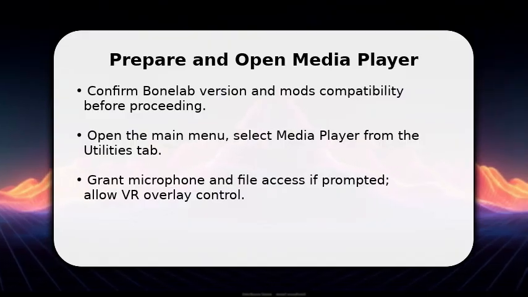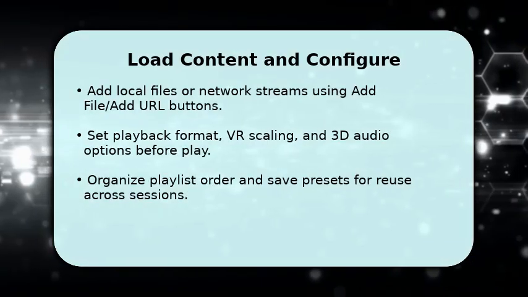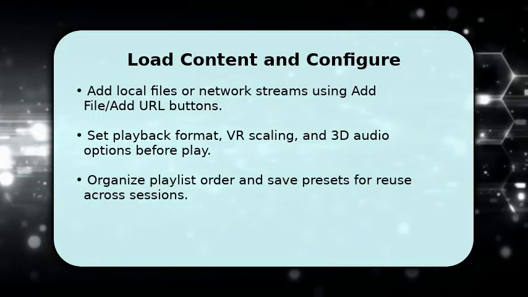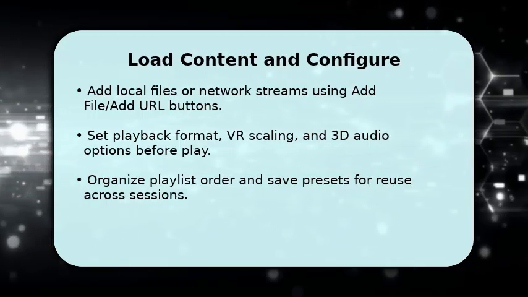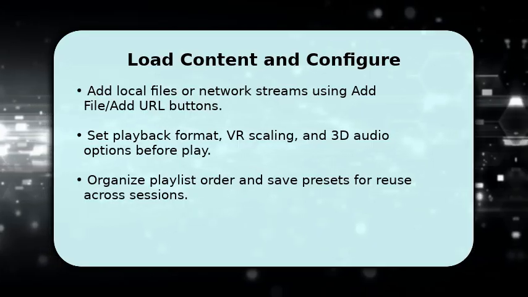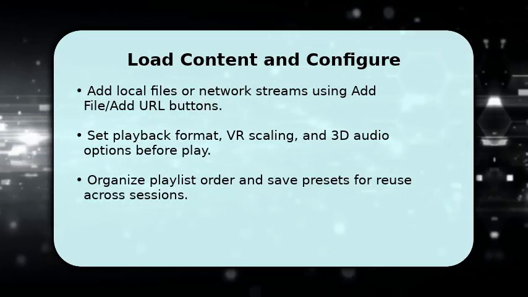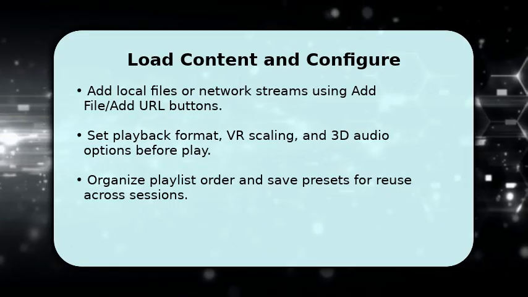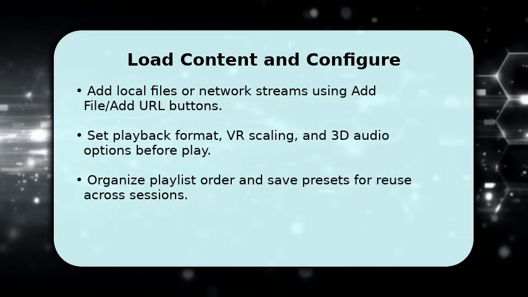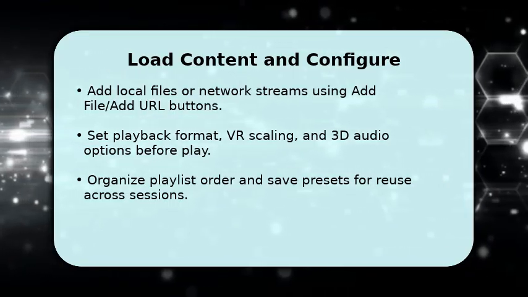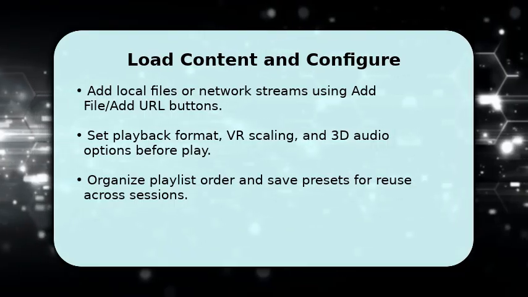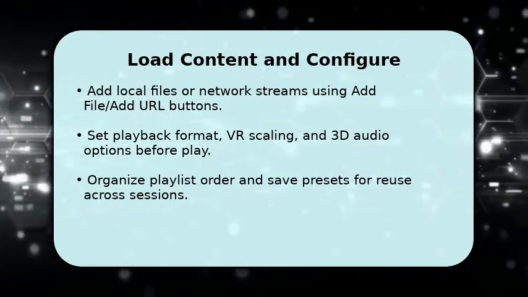Now you load content. Click Add File to import local videos or add URL for streams, drag items into your preferred order. Configure playback format and VR scaling to match your headset resolution, and enable 3D audio if you want spatial sound. This improves immersion. Make sure to check rotation and aspect ratio. Bonelab's player can flip or crop.